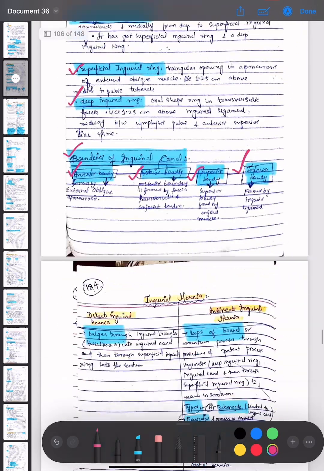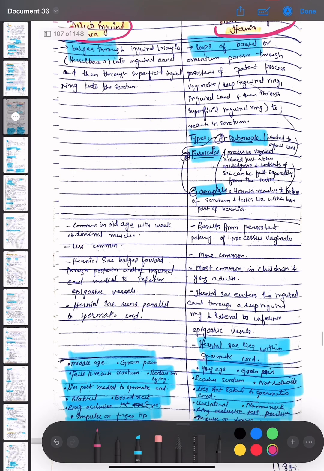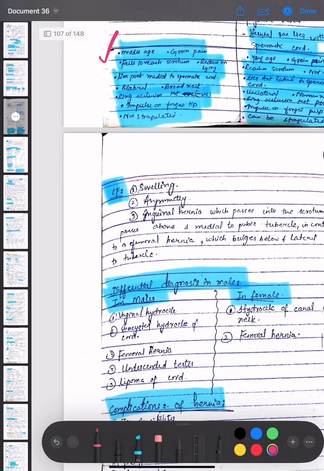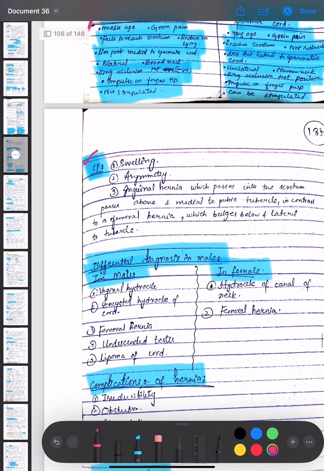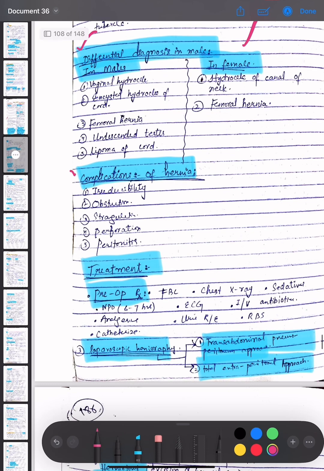Then we discuss the two major broad classes of the inguinal hernia, which are direct inguinal hernia and indirect inguinal hernia. We discuss the general definition and then the clinical features, and then what are the common or important points. So the clinical features and the differential diagnosis in male and female of the inguinal hernia, and what are the complications of hernia. Then we discuss the treatment options.